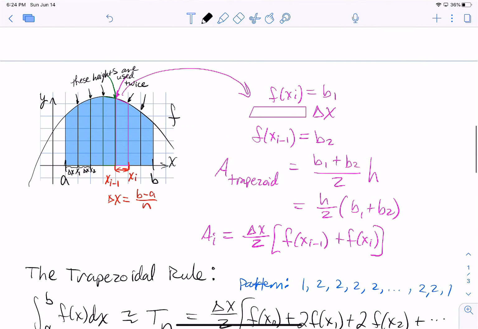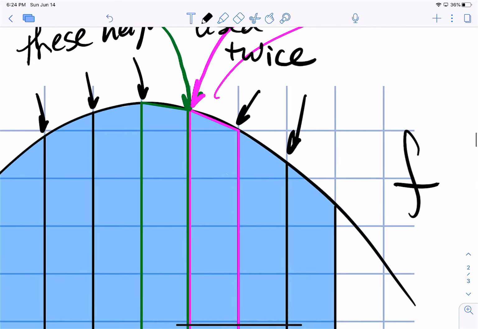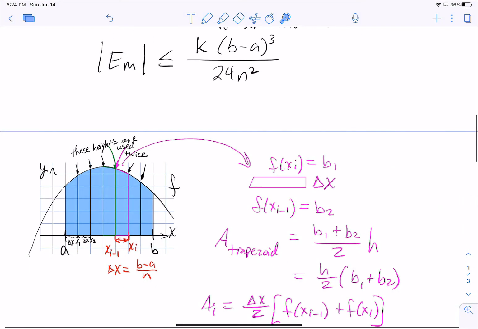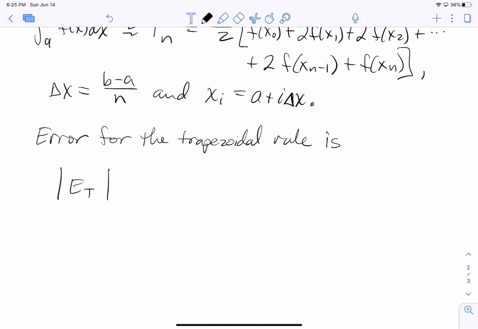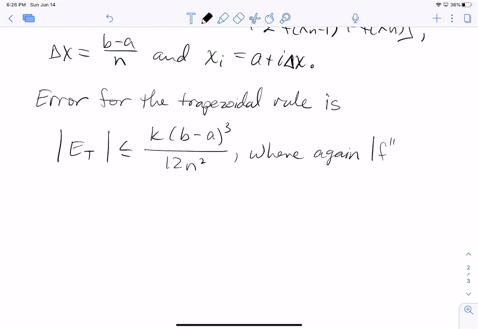Just as with the midpoint rule, the trapezoid rule has an error involved as well. As you can see, the trapezoid is not exactly capturing the curve of the function. The error for the trapezoidal rule is: the absolute value of E sub T is less than or equal to K times the quantity of b minus a cubed divided by 12n squared, where again the absolute value of the second derivative of f of x is less than or equal to K.